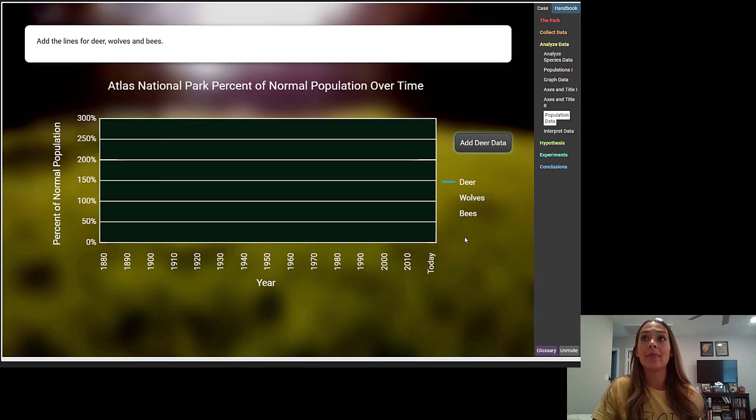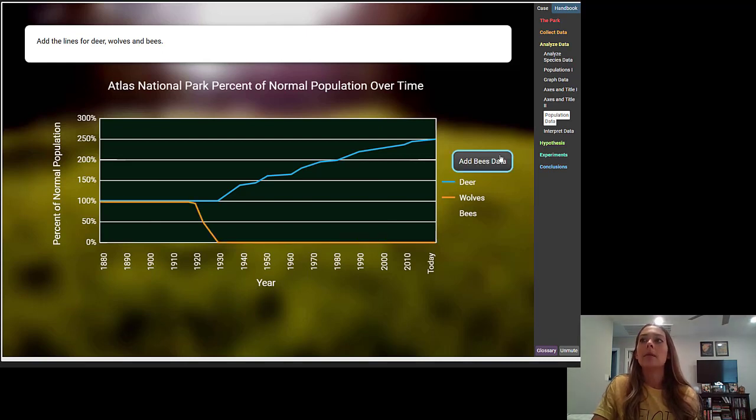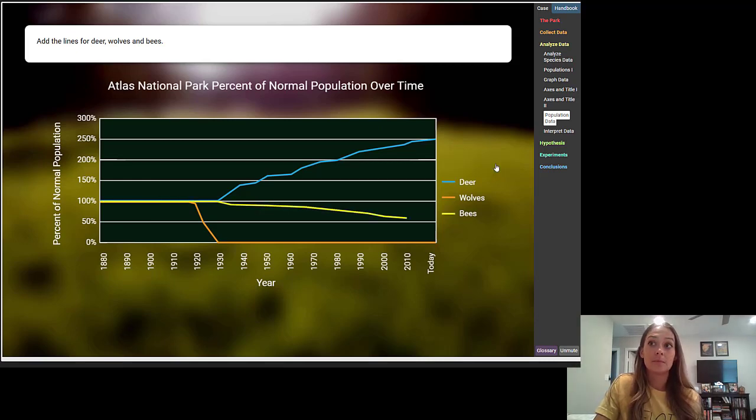So we're looking at the percent of normal population over time from 1880 until today, and see how those percent populations change. So we're going to look at the deer data. Ready? Ooh, deer doing nicely. All right, let's see the wolves. Ooh, that does not look good. Okay, last one, bees. Ooh, that's not looking good for them either, but it's also not terrible.